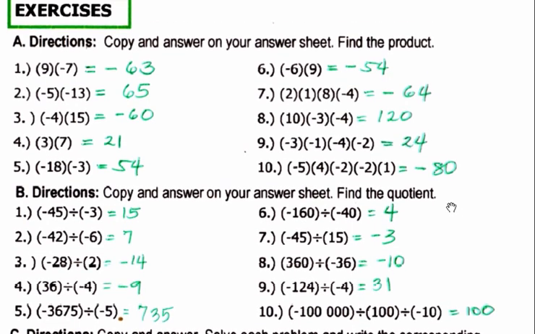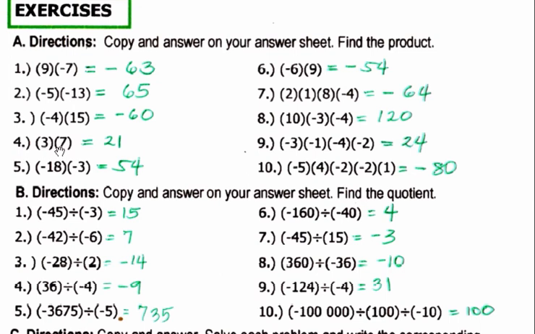Letter A, copy and answer on your answer sheet. We have to find the product. For number 1, 9 times negative 7 is negative 63. Negative 5 times negative 13, they are both negative, they have the same sign, so it's positive 65. Negative 4 times 15, this is unlike signs. Multiplying unlike sign integers will give us negative 60.